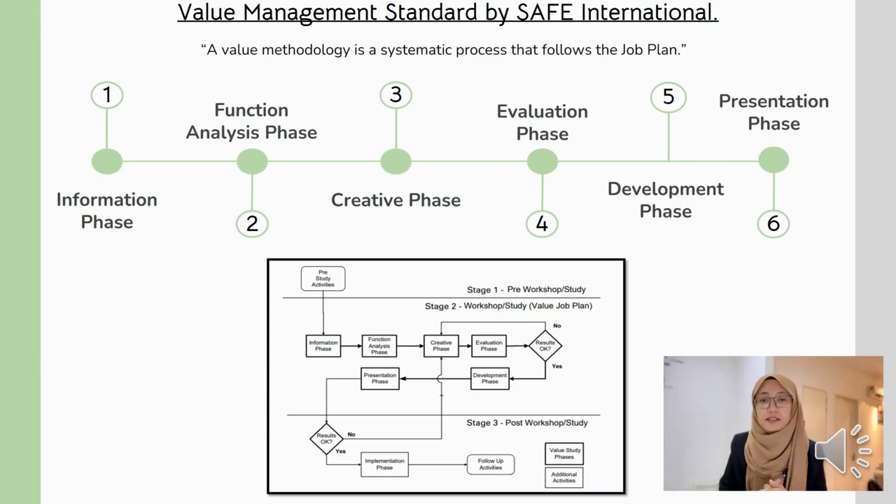The value management standard by SAVE International states that the value methodology is a systematic process that follows the job plan. So it has 6 phases, which are the information phase, function analysis phase, creative phase, evaluation phase, development phase, and presentation phase.